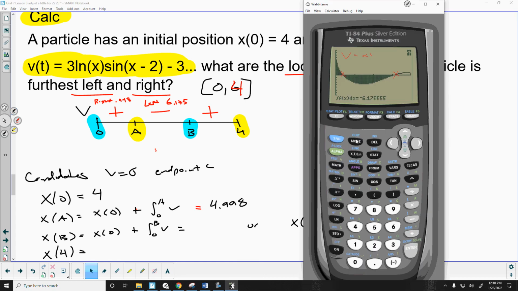Let's do it both ways. We could either do 4 plus my displacement from 0 to b. I'm going to end up to the left of both. So I start at 4, I go to the right, I then go to the left 6. I'm probably going to be at a position around -1.